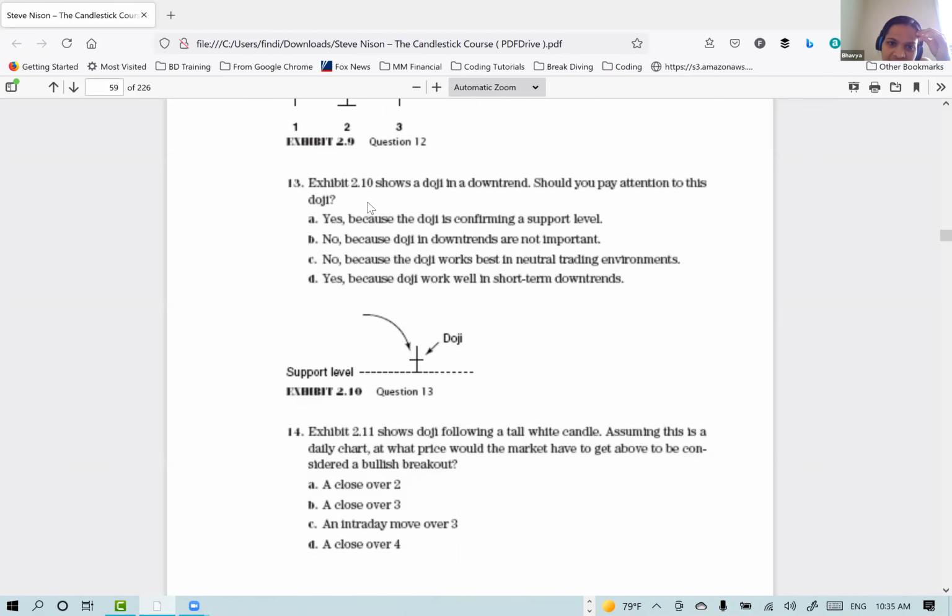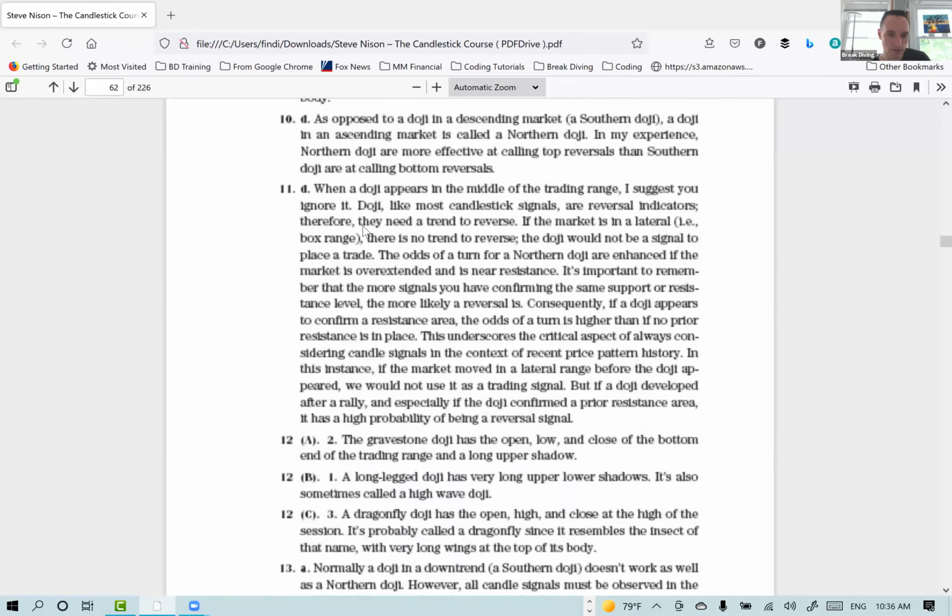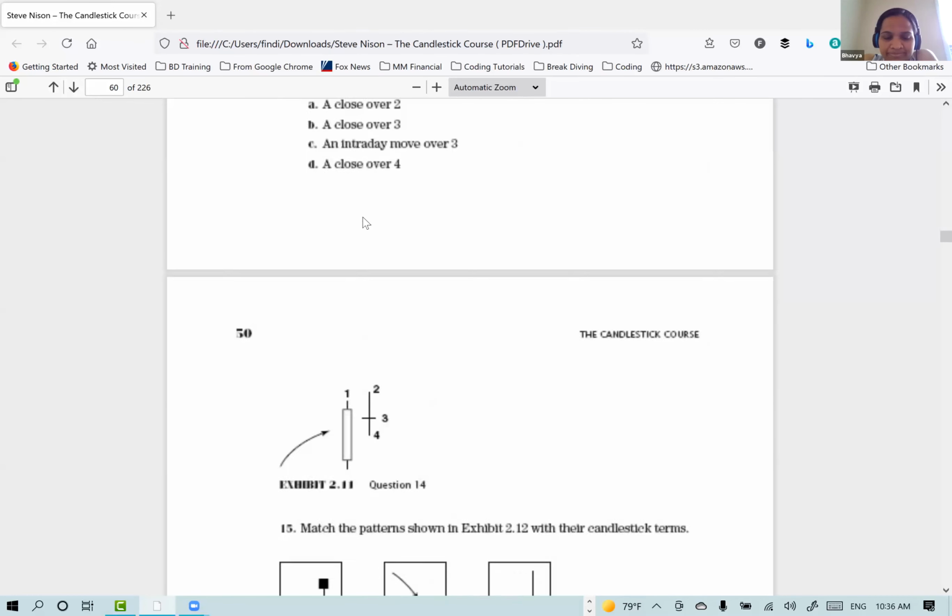Number 13. Exhibit 2.10 shows a doji in a downtrend. Should you pay attention to this doji? Yes, because the doji isn't confirming its support level. Yes, because doji work well in short-term downtrends. Yes, because the doji is confirming its support level. I'll go with A. Okay, I agree. Let's check 13A.